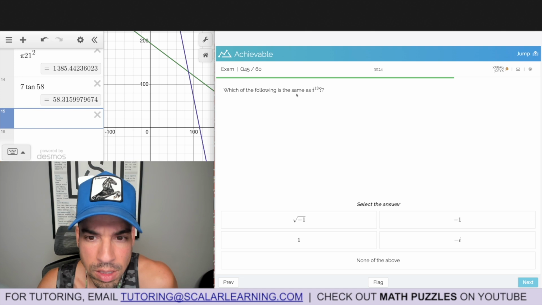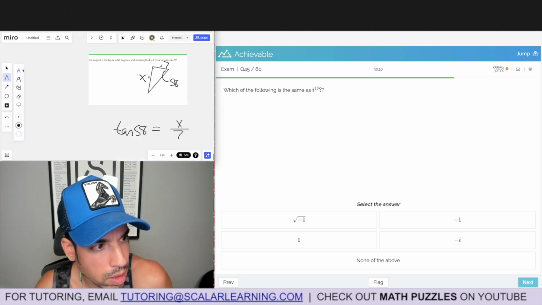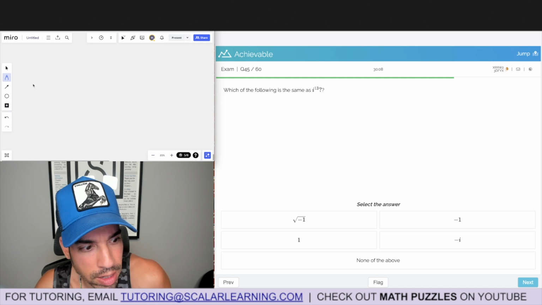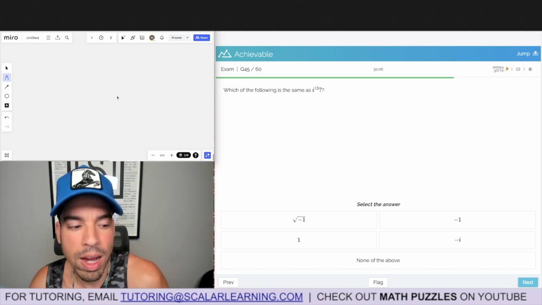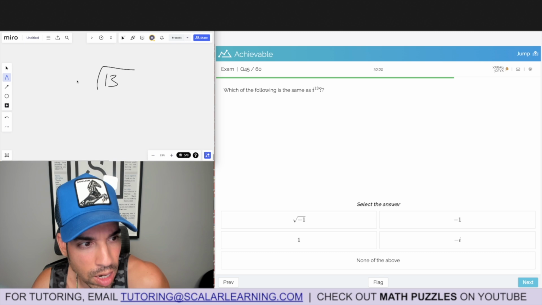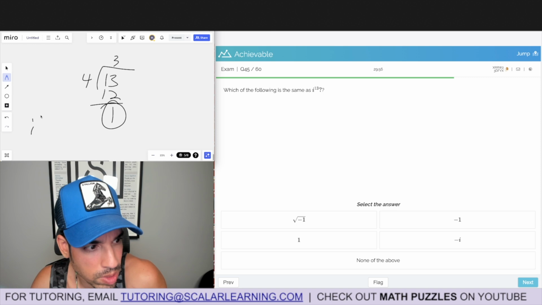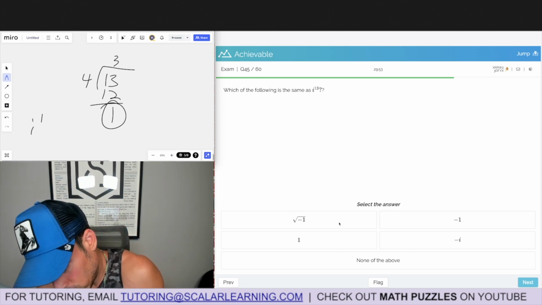Which of the following is the same as i to the 13th? So what are they testing here? Basically, you have this pattern: i squared is -1, i cubed is -i, i to the 4th is 1. To figure out that pattern, I take 13 and divide it by 4 because it goes in 4s. That goes in 3 times with a remainder of 1. So if it's a remainder of 1, it's the same as i to the 1, which is just i, which is the square root of -1.